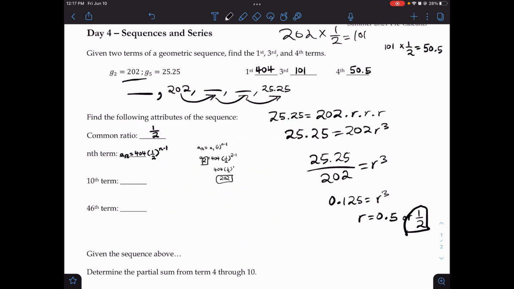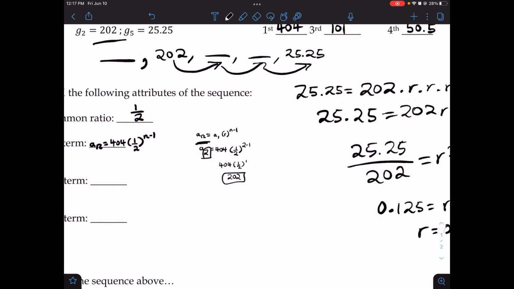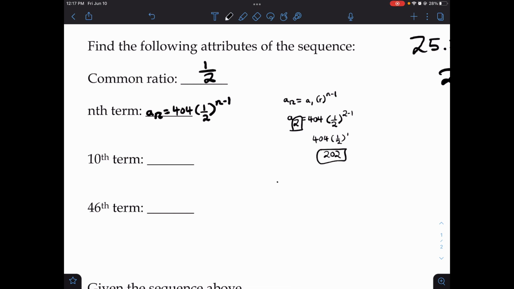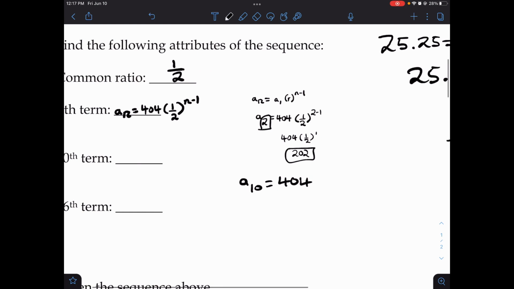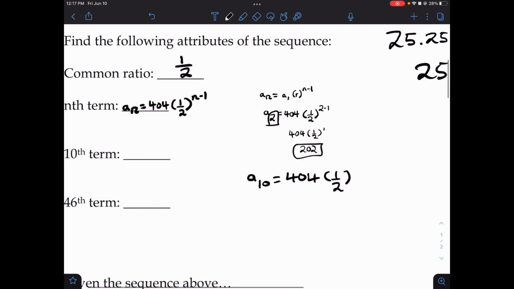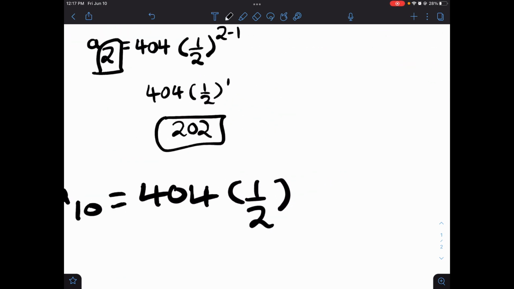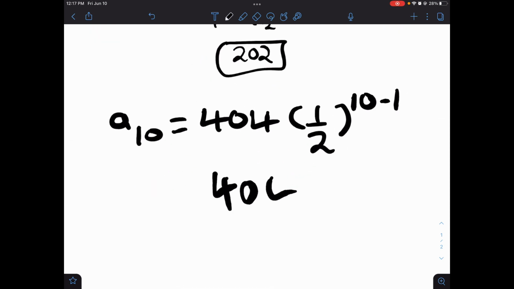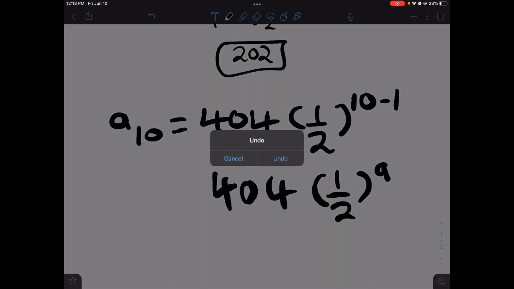To find the 10th term, we do the exact same thing I did here, but instead of a 2, I plug in a 10 because we're finding the 10th term. So a sub 10 is equal to a sub 1, which is 404, times 1/2, which is our common ratio. And then we plug in 10 instead of the 2 I plugged in here. So 10 minus 1, meaning 404 times 1/2 raised to the power of 9. So let's see what 1/2 raised to the power of 9 is.